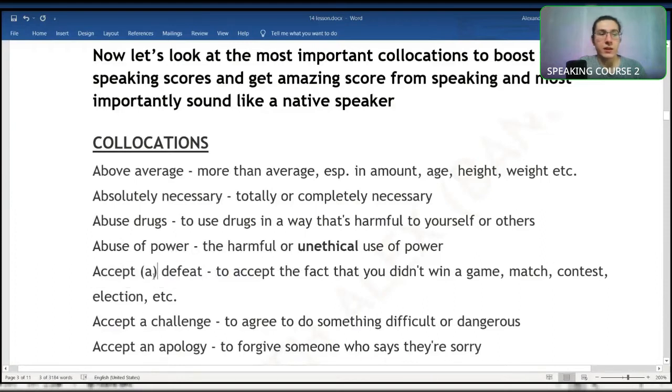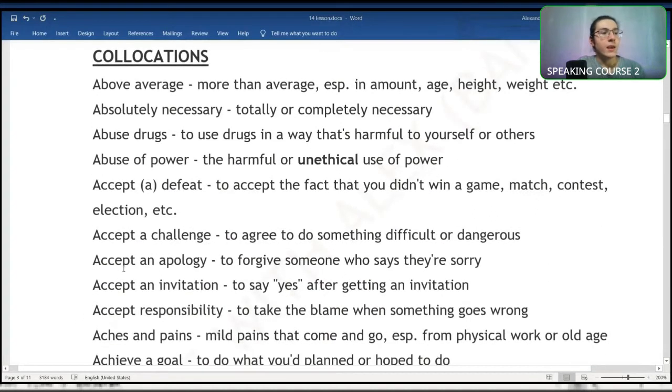Accept defeat. This means to understand that you are losing and that it's okay that you're losing. So accept the fact that you didn't win a game. It can be hard to accept defeat, especially when you have been practicing for so long. Accept an apology. I think it's harder to accept an apology than to give an apology, especially when somebody tried to backstab you. Accept an invitation. My friends tried to invite me to their wedding, but I didn't accept the invitation because they didn't have any plov at the party.